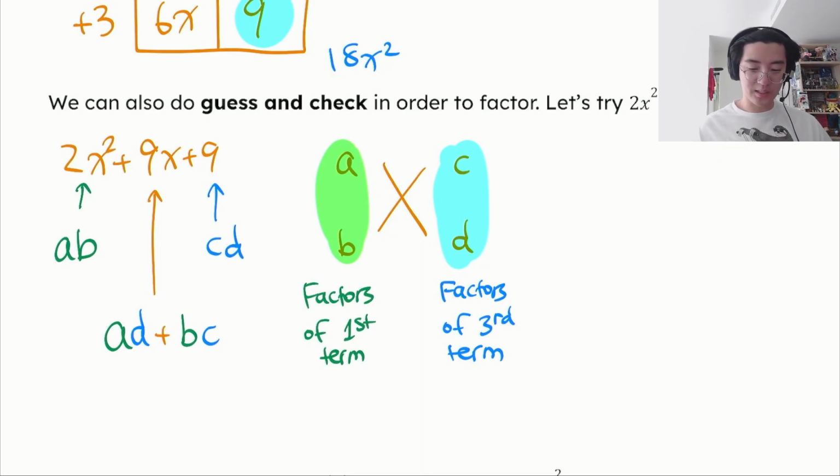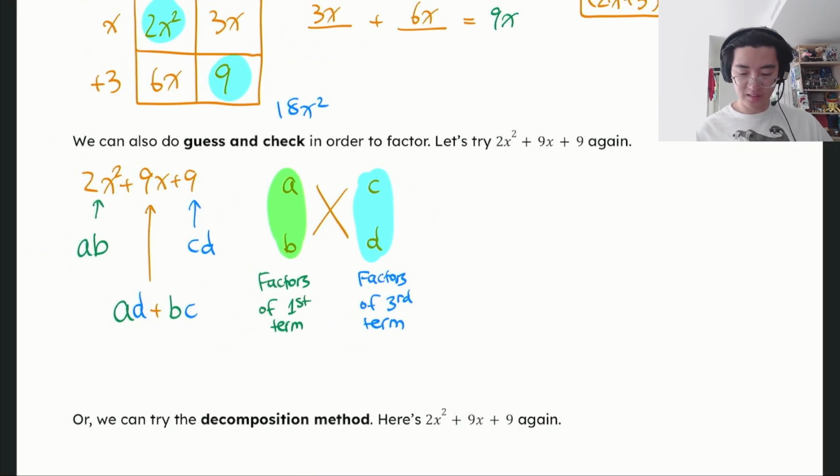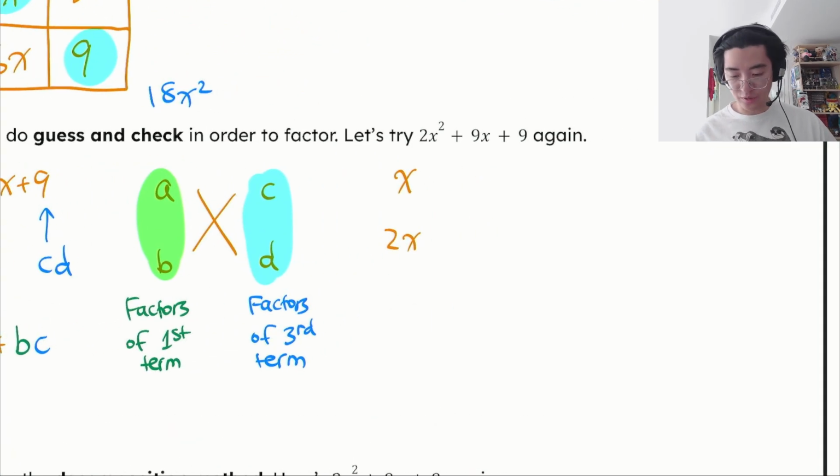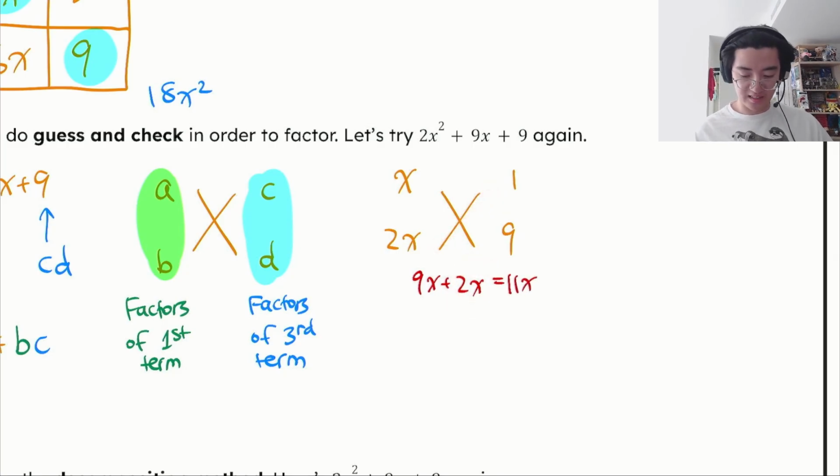Right, so a possible configuration could be x and 2x, right? That's our first term. And then we can do 1 and 9. Right, that's one possible configuration. But right here, we have 9x plus 2x, right? This multiplied diagonally is 9x. This multiplied diagonally is 2x. This added up is 11x, which is not it. Okay, we can flip it around.